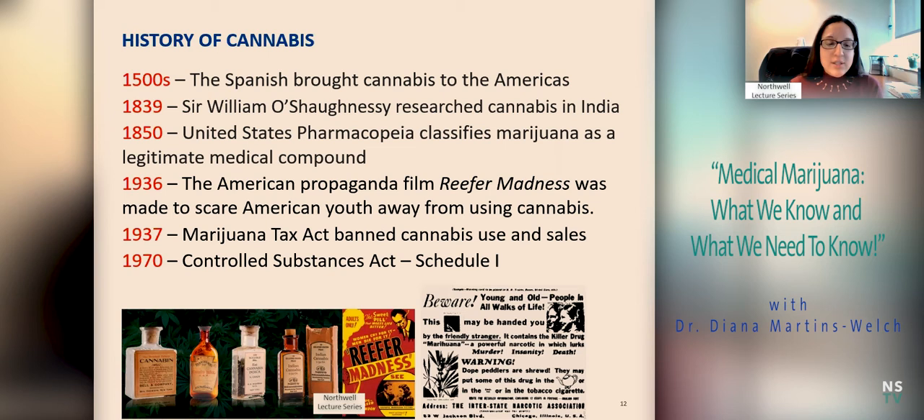When we get to the 1930s, there was a strong campaign against marijuana, and many of you might have heard of the film called Reefer Madness. This was intended to scare American youth away from using cannabis. In 1937, the Marijuana Tax Act actually banned cannabis use and sales, and later in 1970, the Controlled Substances Act classified cannabis as a Schedule I substance. This is still in place today in 2021.